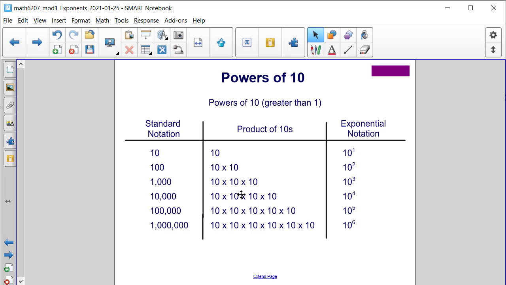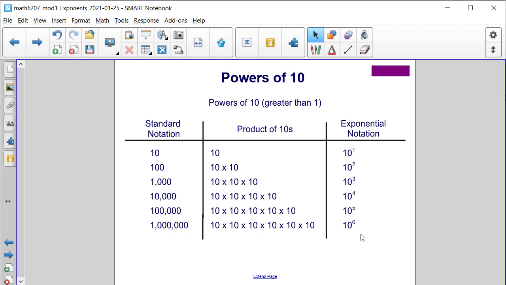10,000 is 10 times 10 times 10 times 10, which is equal to 10 to the fourth power. We have 100,000, which equals 10 times 10 times 10 times 10 times 10, or 10 to the fifth. And we have 1 million, which is 10 times 10 times 10 times 10 times 10 times 10, or 10 to the sixth power. Can anyone see a relationship between the standard notation and exponential notation for these numbers?